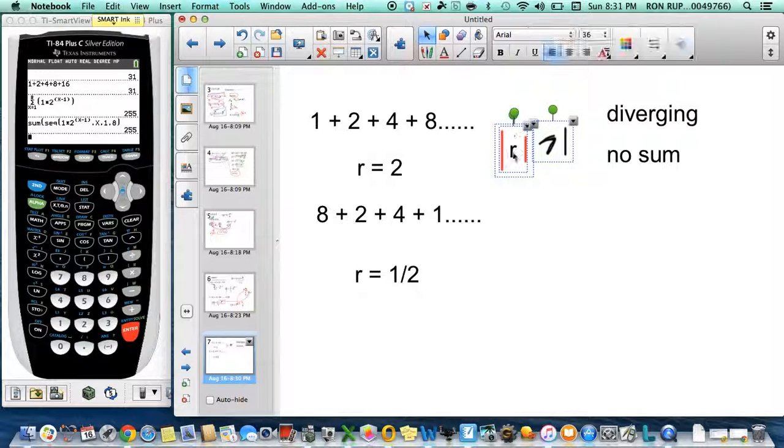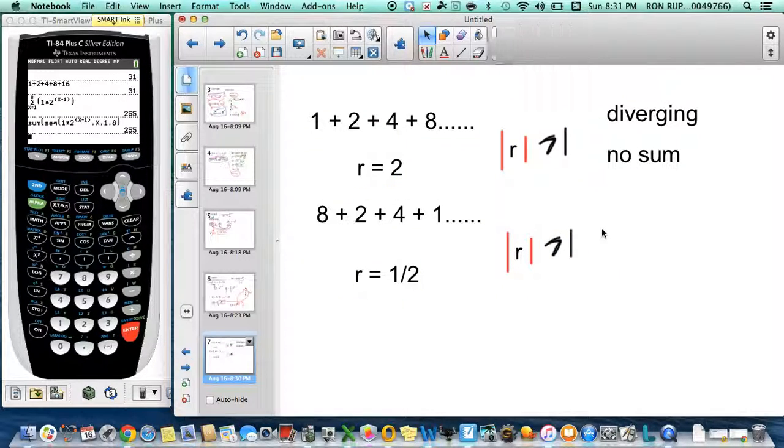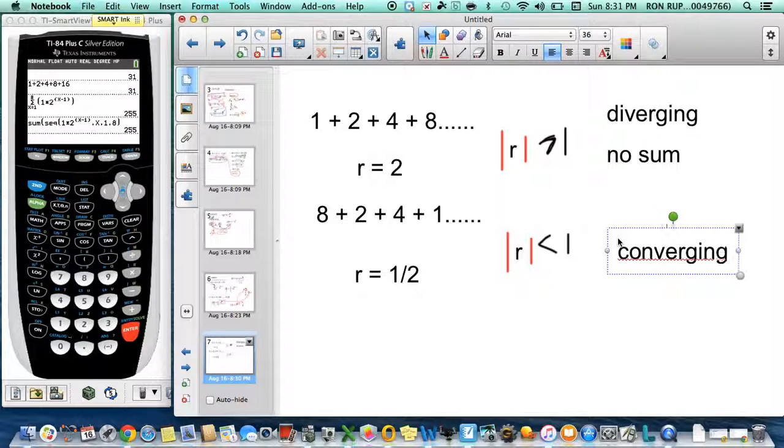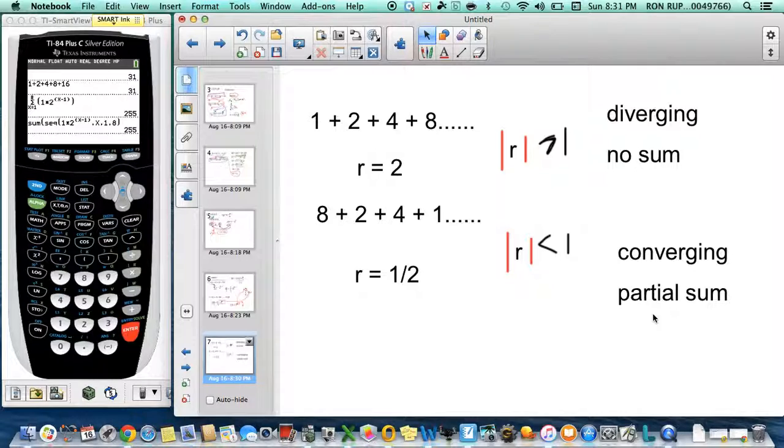If you have this exact same thing, only it's not greater than 1, it's less than 1, well, then that means it's going to be converging. So we're just going to keep getting closer and closer and closer to some number. And that means it will have a partial sum. And to find that, there's one more formula which you should probably be familiar with. I don't want to necessarily say you have to flower pot it, but you're going to want to be able to calculate this partial sum.